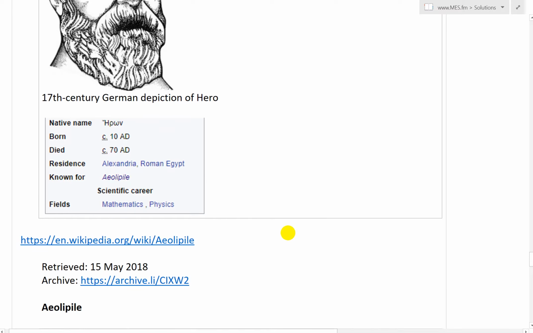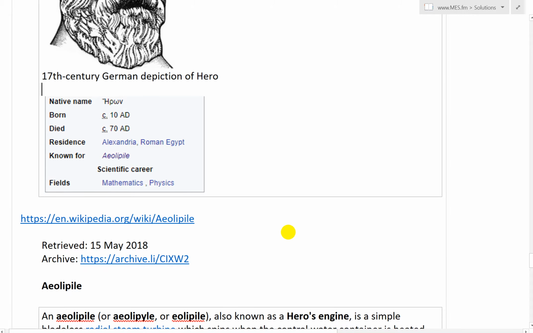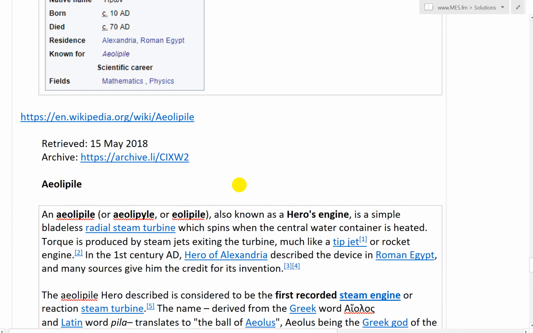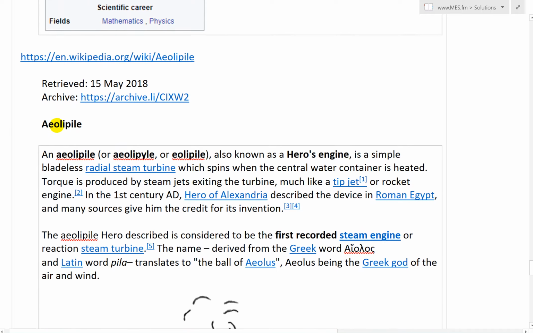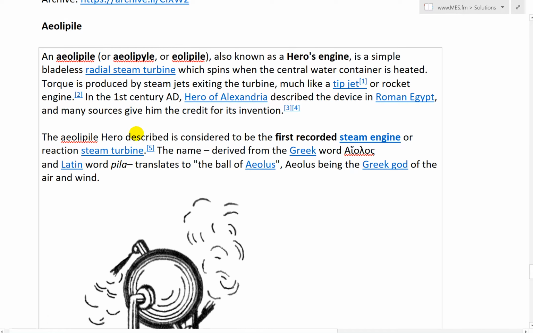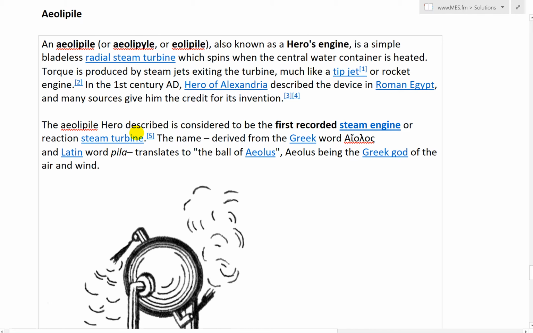So going further, 10 AD, 70 AD, Alexandria, Roman Egypt, and he's known for the aeolipile. I'll show you a video of it. It's pretty amazing. An aeolipile, also known as Hero's engine, is a simple bladeless radial steam turbine which spins when the central water container is heated. Torque is produced by steam jets exiting the turbine, much like a tip jet or rocket engine.